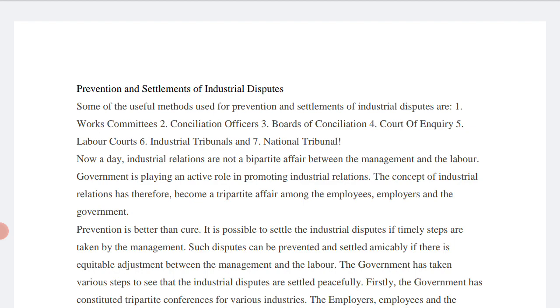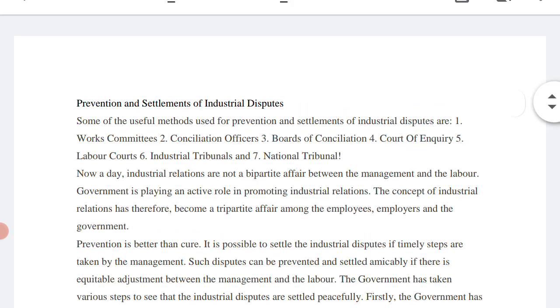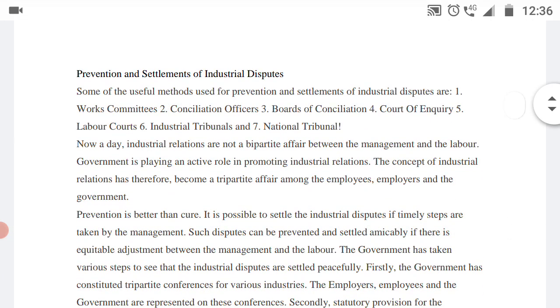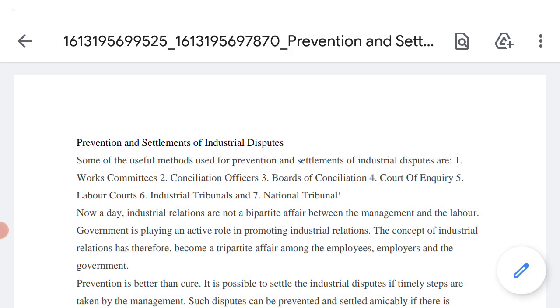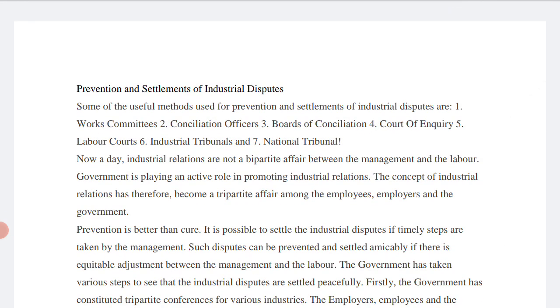Okay, then what will happen? If they are not ready to compromise, then after some period of time, they will go into conflict. So whenever we consider such industrial disputes, due to this industrial dispute, the productivity of the organization can badly be affected.